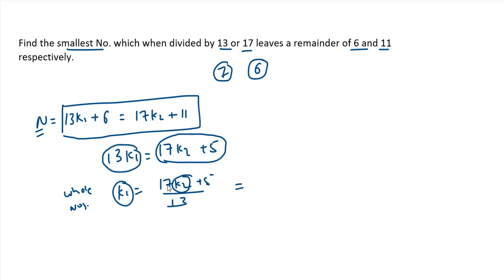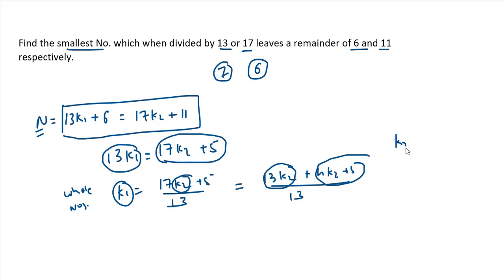We can split up this 17 k2 and write it as (13 k2 plus 4 k2 plus 5), the whole divided by 13. Now 13 k2 is divisible by 13. That means 4 k2 plus 5 should also be divisible by 13. So now we'll assume some values of k2 and see for which value of k2 this number 4 k2 plus 5 becomes divisible by 13.